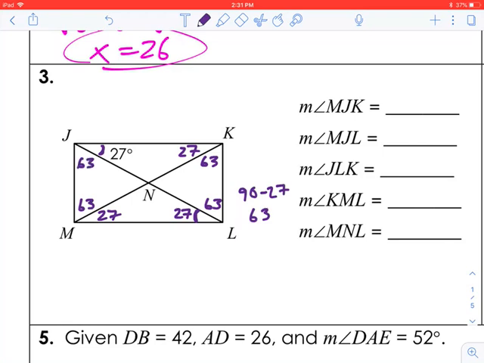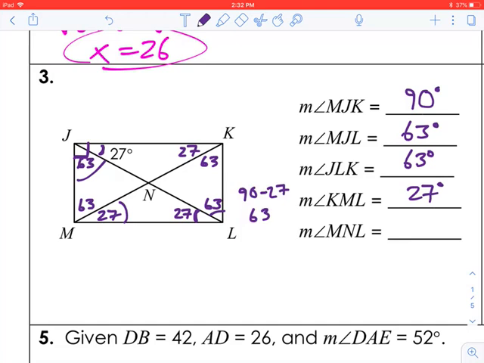So we can start to go from there. MJK is the whole angle there, which is 90. MJL, however, is right here, which is 63. JLK is right here, which is also 63. Oops, not 62. KML is right here, 27.